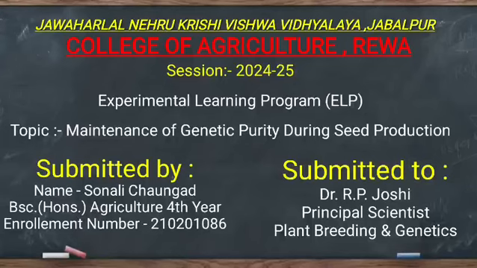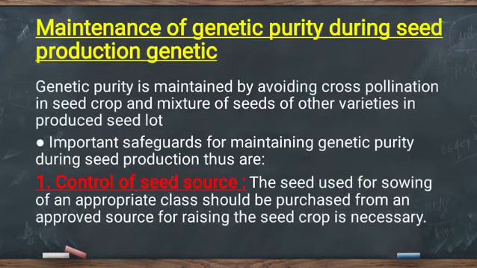Today I am presenting the topic, maintenance of genetic purity during seed production, under the guidance of Dr. R.P. Joshi sir. Genetic purity is maintained by avoiding cross pollination in the seed crop and mixture of seed of other varieties in the produced seed lot.